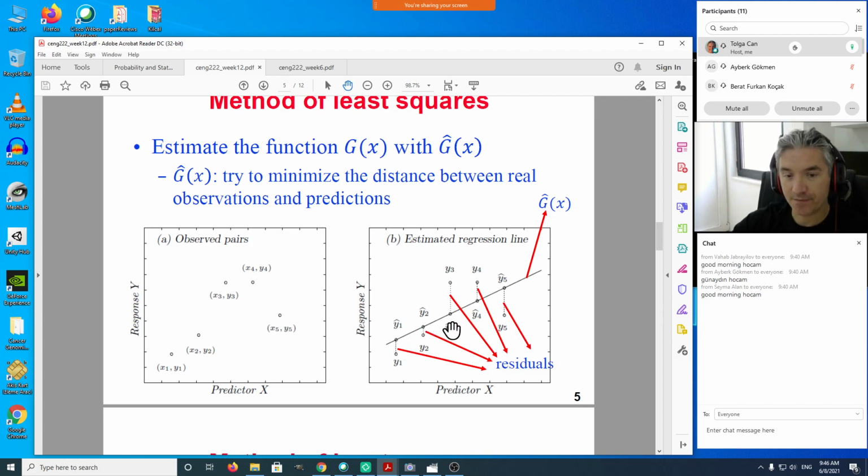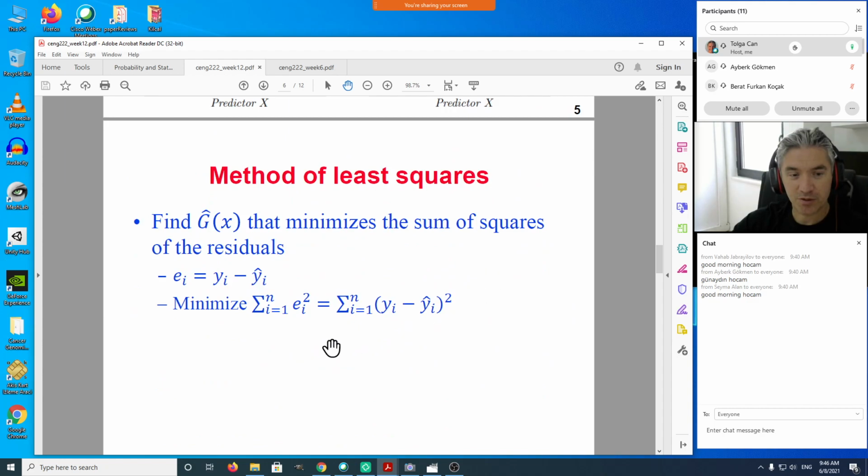And the difference from these points is measured by these residuals. The squared difference will be the difference between the actual point's y1 coordinate and the predicted one. So we write the equation like this. We try to minimize the sum of squared differences, that's why it's called the least squares method.